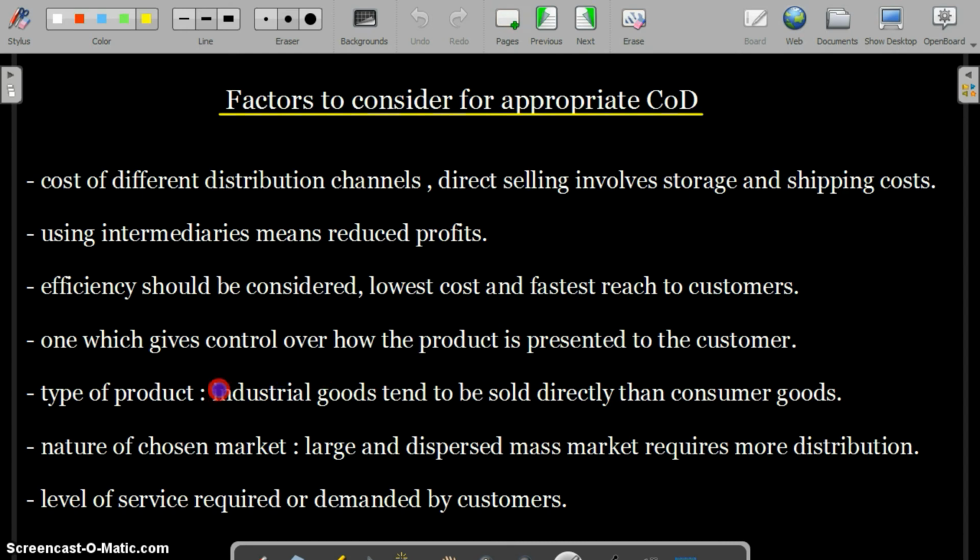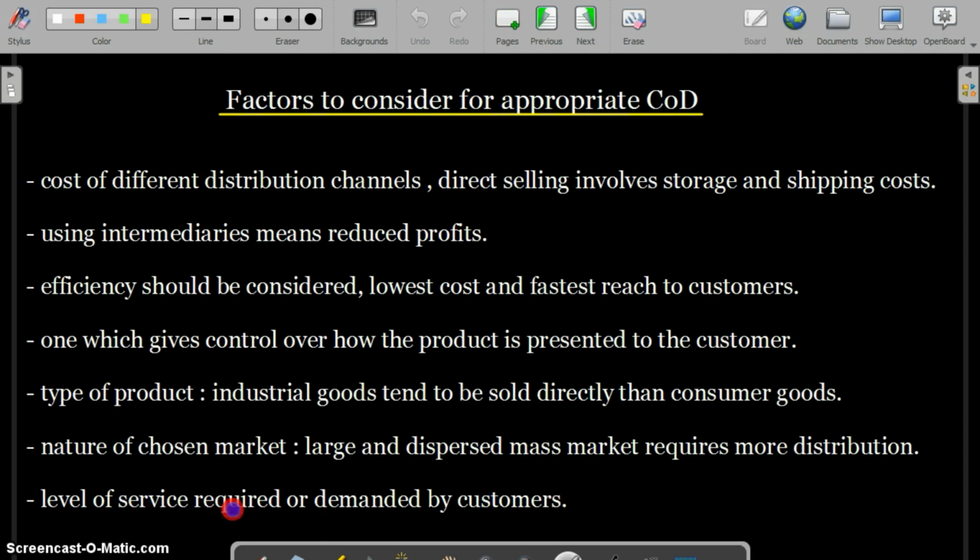It also depends on the type of product. Industrial goods tend to be sold directly more than consumer goods. Consumer goods are usually sold in bulk to the wholesalers, who then sell to retailers. Then the nature of the chosen market. If it's a large, dispersed market that requires more distribution, you'll likely use more channels, like the two intermediary method. But if it's a smaller market, you can go for no intermediary or a single intermediary.